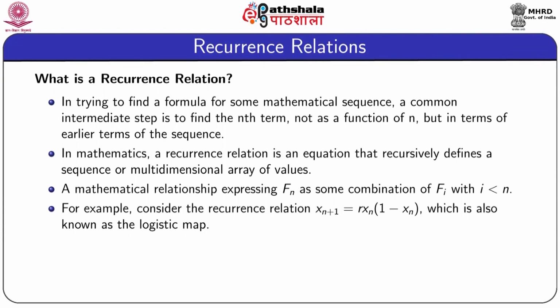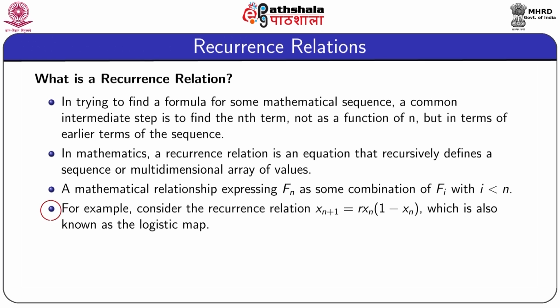Recurrence relations. So, what is a recurrence relation? In trying to find a formula for some mathematical sequence, a common intermediate step is to find the nth term not as a function of n, but in terms of earlier terms of the sequence. In mathematics, a recurrence relation is an equation that recursively defines a sequence or multidimensional array of values. It is a mathematical relationship expressing f(n) as some combination of f(i) with i less than n.